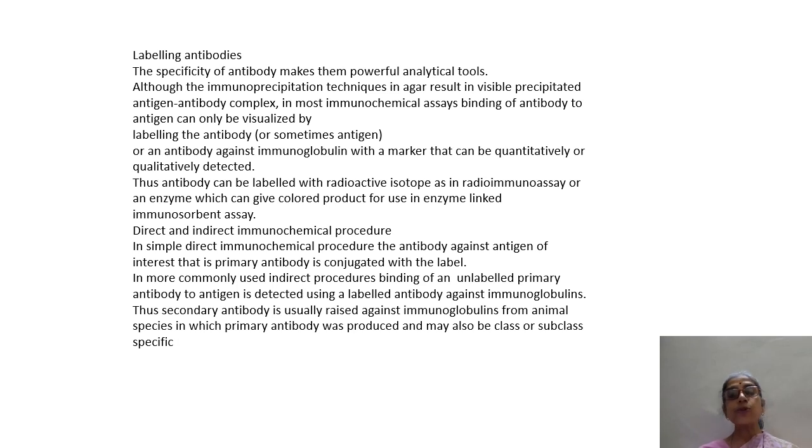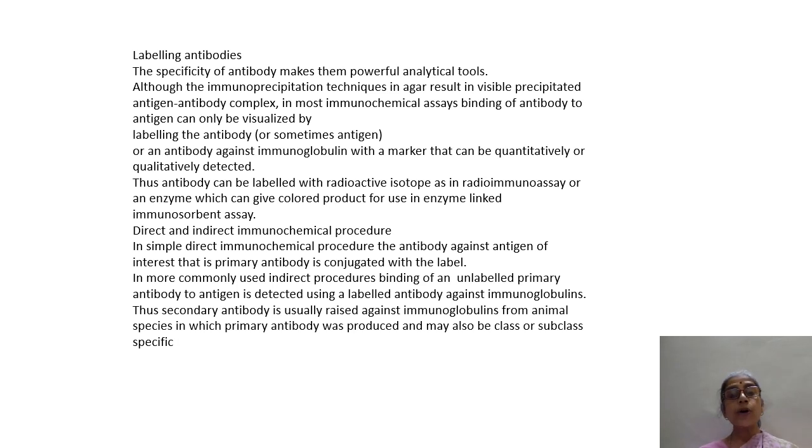In the simple direct immunochemical procedure, the antibody, that is the primary antibody, is labeled. This antibody is specific towards its antigen, and this primary antibody is conjugated with the label.